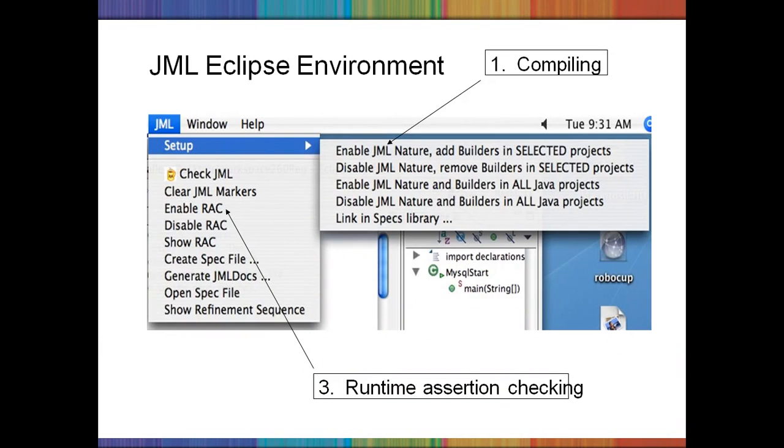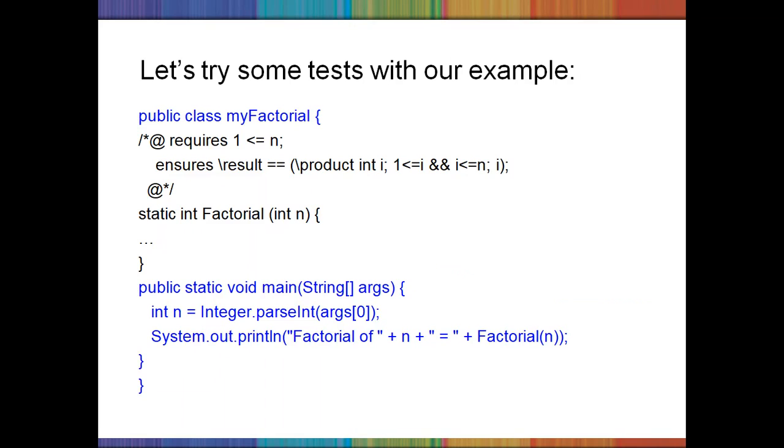We all know a most powerful open source IDE called Eclipse. You can also include JML along with Eclipse, so that while typing the code, these specification snippets can be directly included in the Java code that you are writing. So the same factorial program, we'll try some tests with this example.